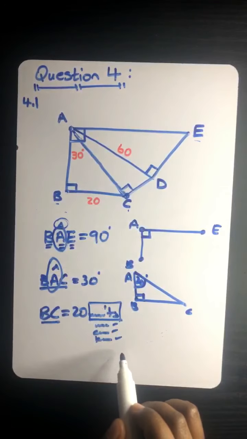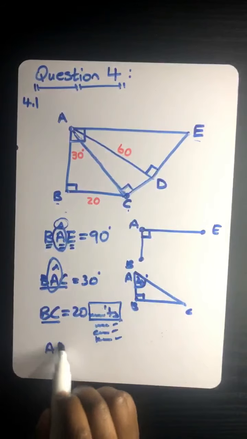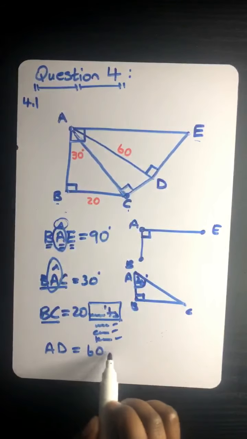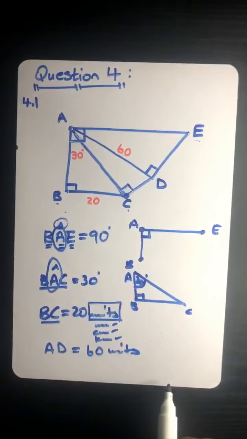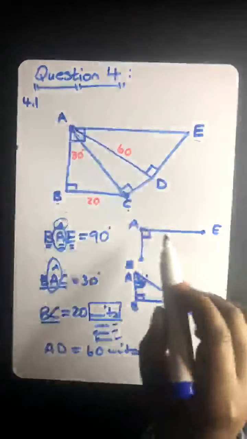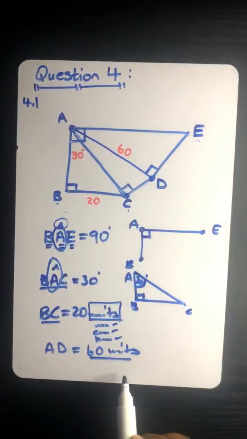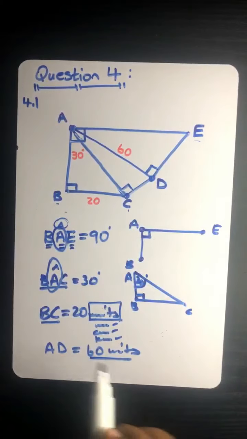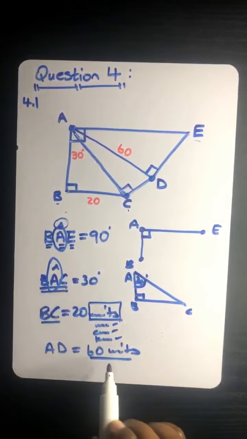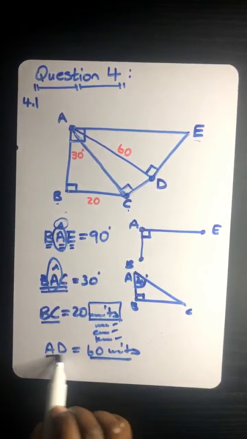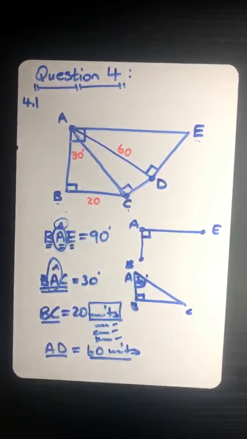Okay, let's check. What are they saying? They are saying AD is equals to 60 units. So where is A? There is A. Where is D? There is D. So they are saying it's 60 units, which means you are now able to notice that this is how they talk about the angle. And this is the manner in which they represent the length or the side. Something which is very, very much important, ladies and gentlemen.